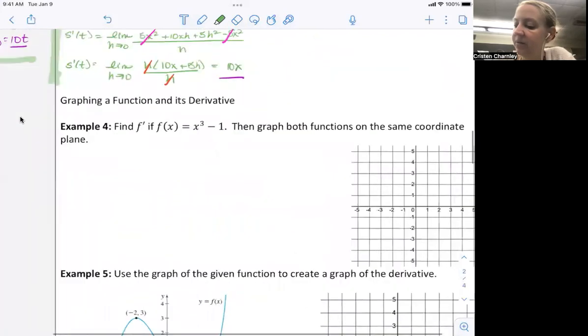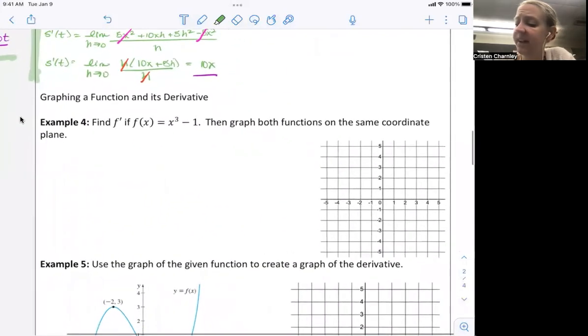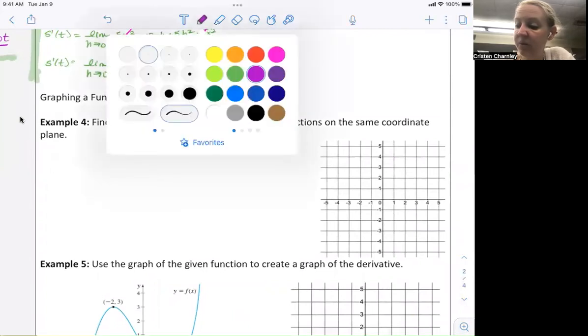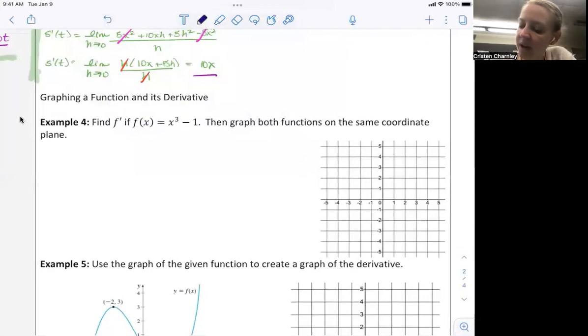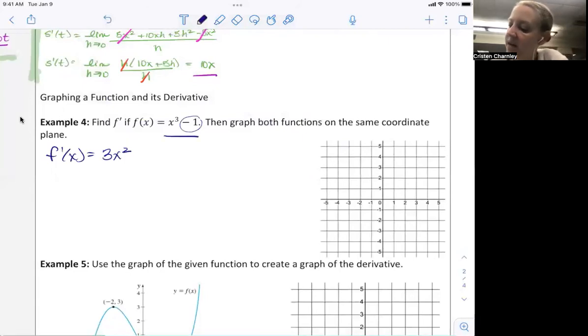So example 4, we are going to find f prime, but instead of doing this the long way, we're going to use our new power rule. Let's pick a color. So f prime of x is equal to 3x squared. Now the derivative of 1 is going to be 0. So that's my derivative. If we graph both functions, x cubed minus 1 is a cubic function that moves down 1.